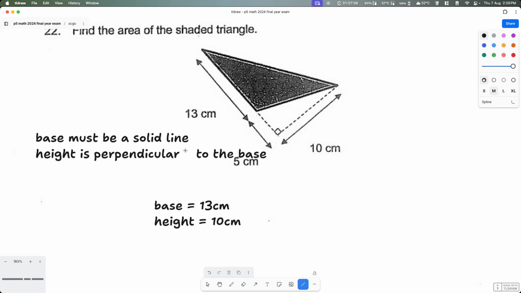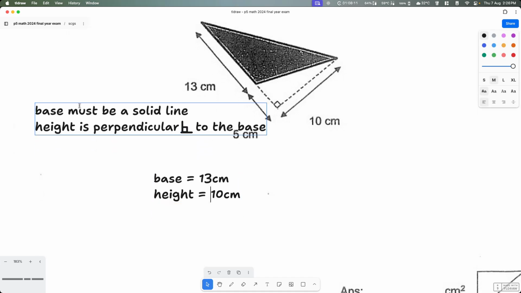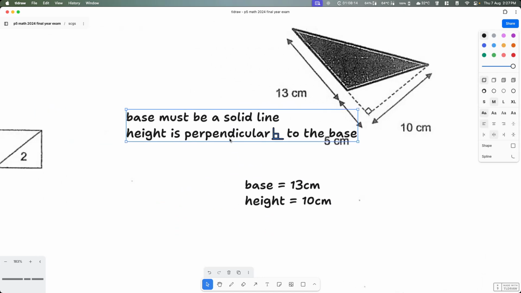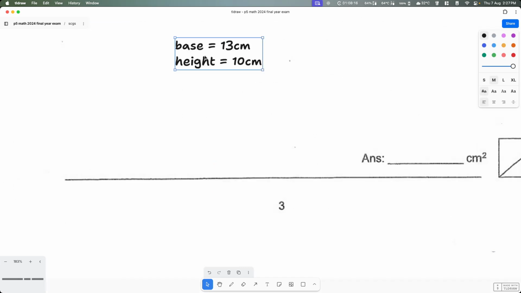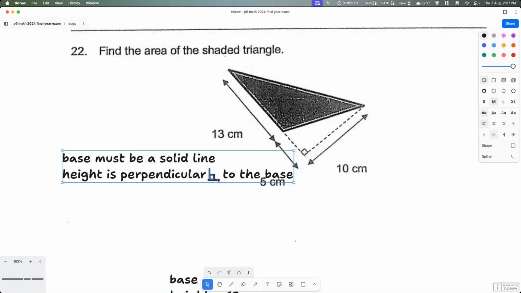Let me draw two lines, one and then two, and we also have the rectangle like this over here. It needs to be perpendicular. So in this case, we have your base and height like this. Let me just move this down as well. So base and height.